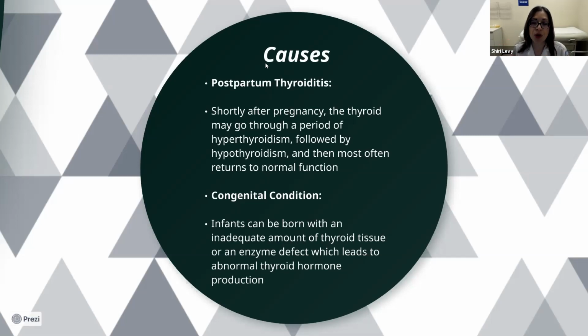However, those women who have autoimmune predisposition, that is that their thyroid peroxidase antibodies are positive, are more likely to develop a permanent underactive thyroid. There's also congenital conditions, like infants can be born with an inadequate amount of thyroid tissue or an enzyme deficit, which leads to abnormal thyroid hormone production.